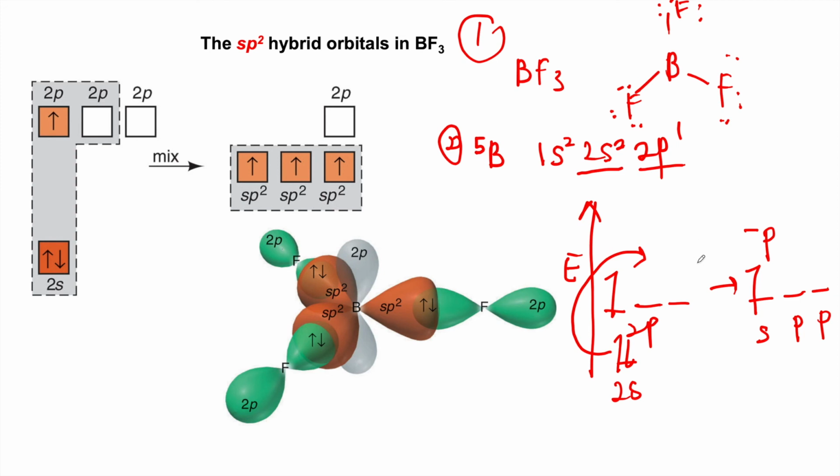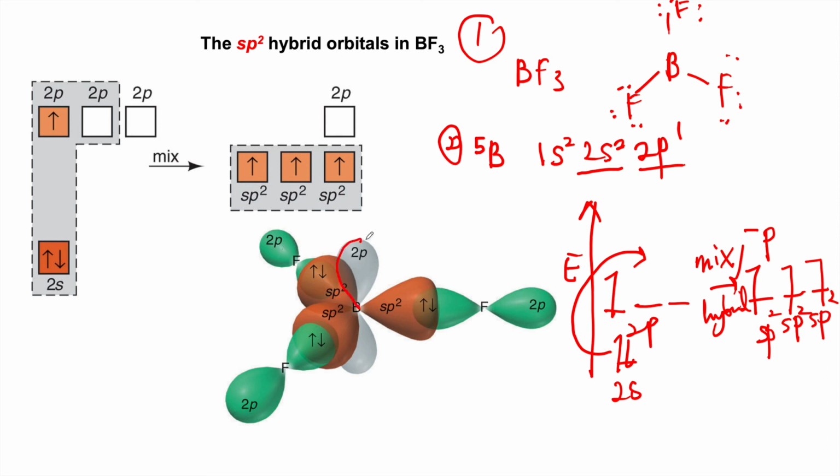This is where we can write it down as mix or hybrid. One here, another one at the 2p, and another one here will also be in the 2p, with one empty p. The combination between s and p will form sp2. So this is sp2, this is also sp2, and this is also sp2. So what happened to this empty p?